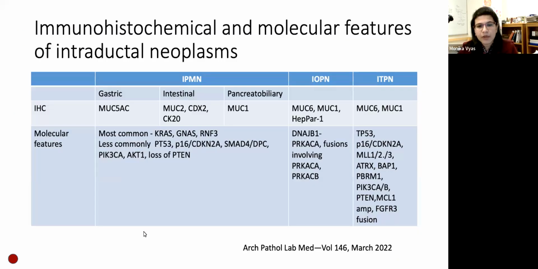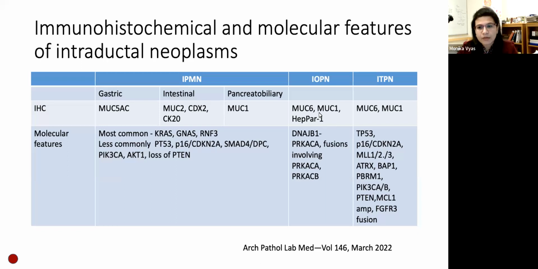So here's a brief overview of immunohistochemical features and molecular associations of intraductal neoplasms of the pancreas. IPMN has three categories: gastric, intestinal, and pancreaticobiliary. By IHC, the mucin stains will show positivity for mucins associated with that particular type of epithelium. So gastric IPMNs will have MUC5AC positivity, whereas intestinal type IPMNs will be positive for MUC2 and also CDX2 and CK20. And pancreaticobiliary lining would be positive with MUC1.